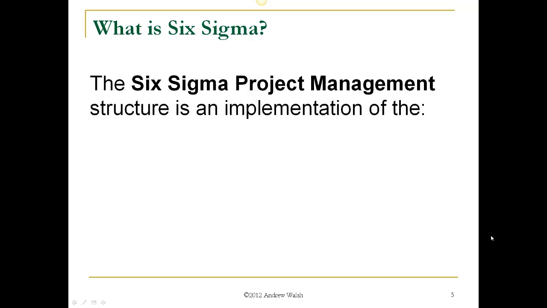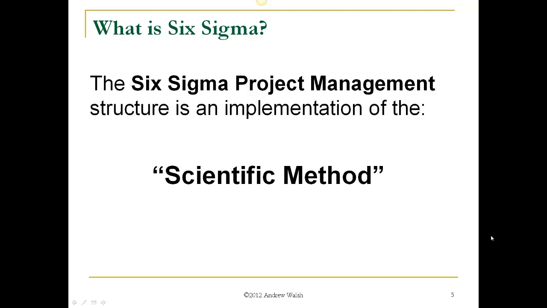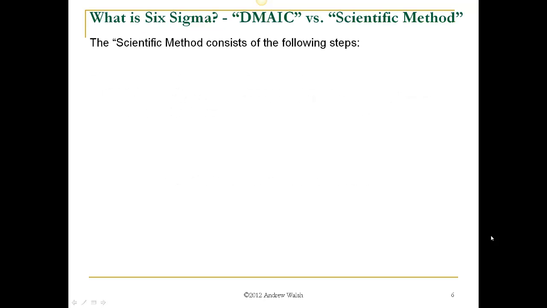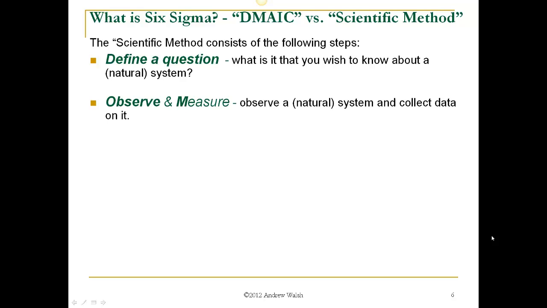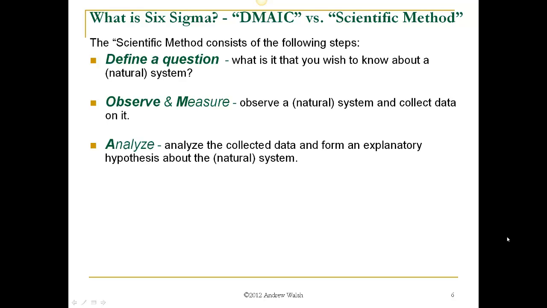The Six Sigma project management structure really is an implementation of the scientific method. The scientific method consists of the following steps, pretty much. First, you define a question. What is it that you wish to know about a natural system? Observe and measure. Observe a natural system and collect data on it. And analyze. Analyze the collected data and form an explanatory hypothesis about that natural system.